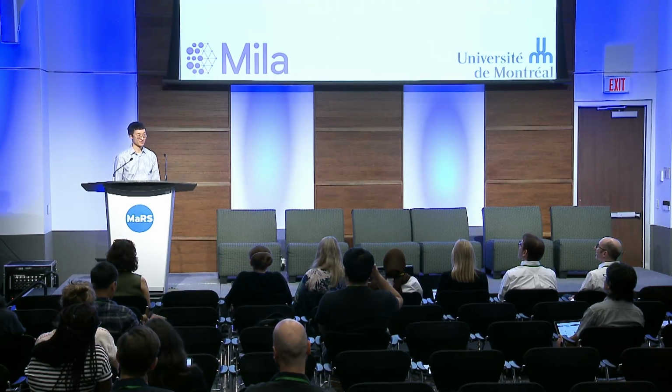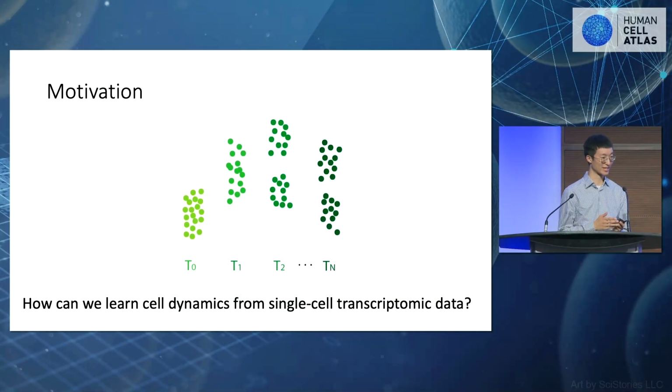I'm Alex. I'm at Mila, and I do machine learning for single cell, and I do modeling of dynamics. So what does this mean? We have this problem where we collect a lot of single cell data, and it's very plentiful, but it's over time, and we have very discrete time points and just distributions. So how do we learn cell dynamics from this type of data where we just have distributions over time, but no knowledge of the exact dynamics?